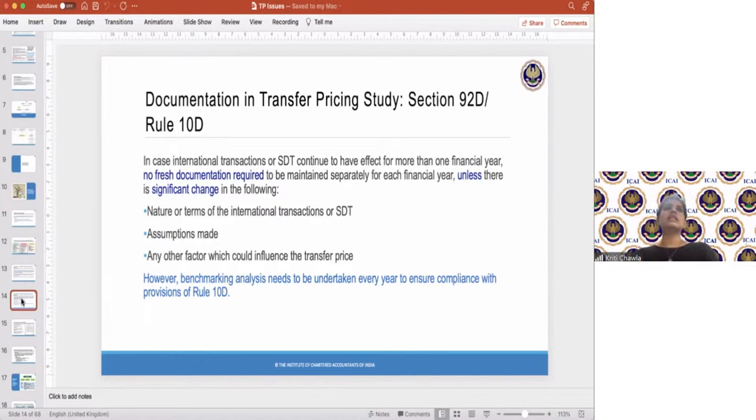But the law also says that if the nature of the transaction is the same, if everything is the same, you do not need fresh documentation every year. But at the same time, they say that the benchmarking analysis, the computation analysis, has to be changed every year. So you need to have those ready every year. Meaning to say that you need a TP study every year, effectively, if international transfer pricing provisions are applicable.